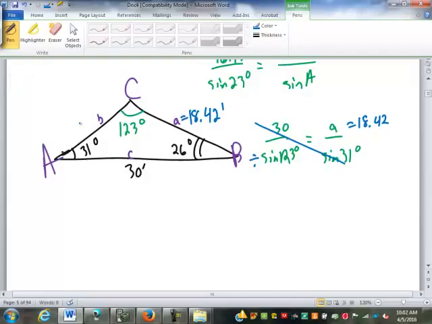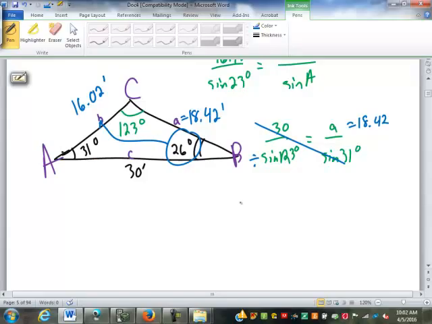And of course you can do the same for B. What'd you get for B? 33. It seems a little big. 16.02 looks better. How did I know 16.02 is better? Because this is the smallest angle. That better be the smallest side opposite it.